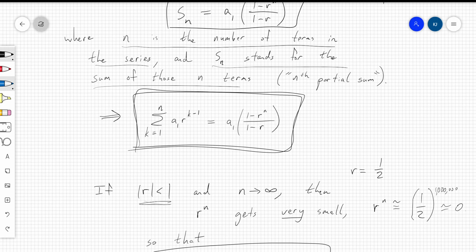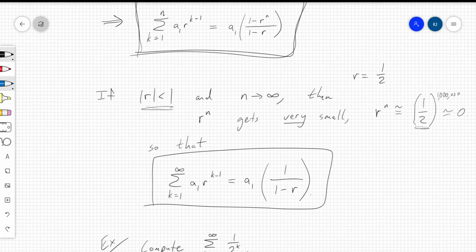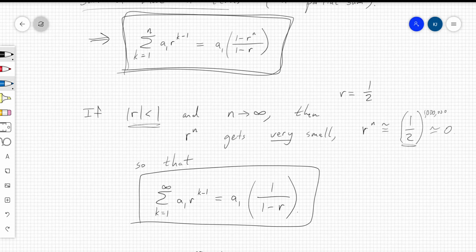Right, so this gets closer and closer to 0 as long as the absolute value of r is smaller than 1. And what that means is that if n is infinity, so if you imagine replacing that n with infinity and adding up infinitely many terms, then you get basically the same formula as up top, except that this minus r to the n term is going to become a 0. So you can think of this, because r to the n is going to go towards 0, as something like a1 times 1 minus 0 up top, but normally you would just write that as a1.